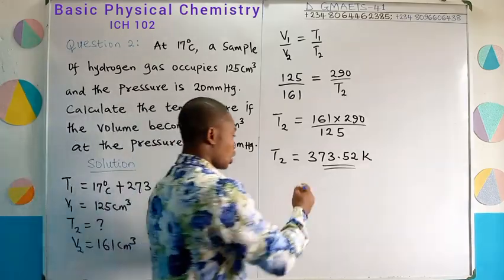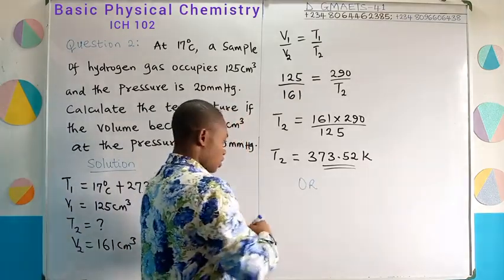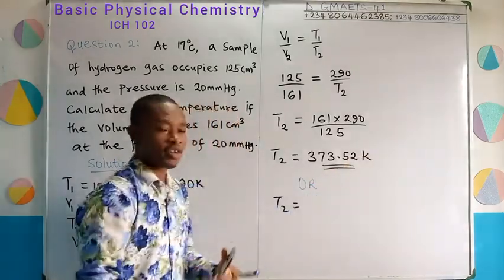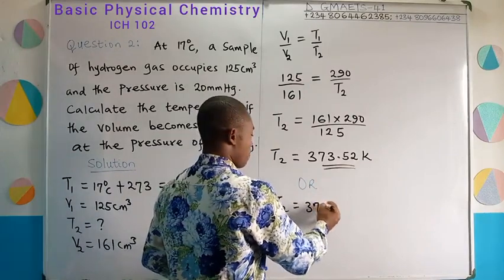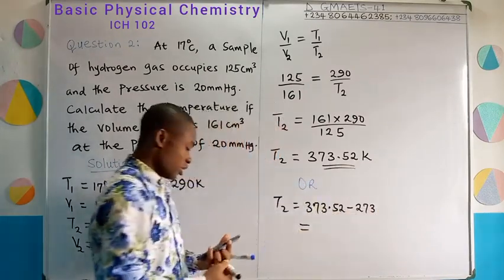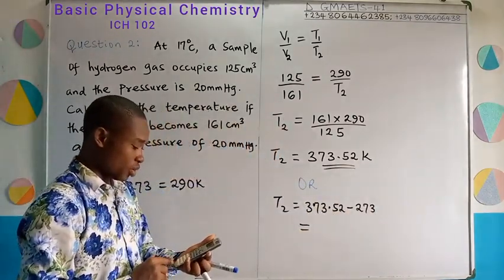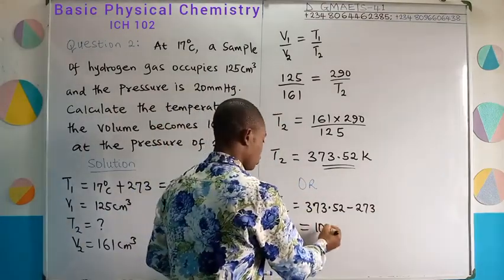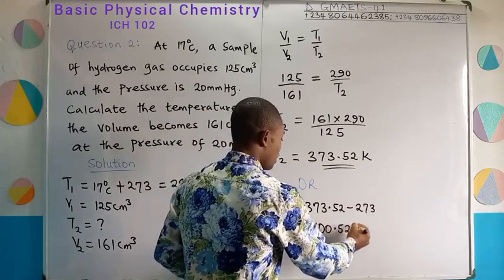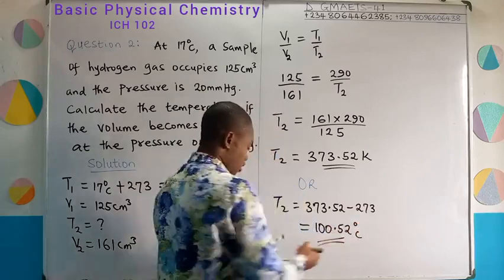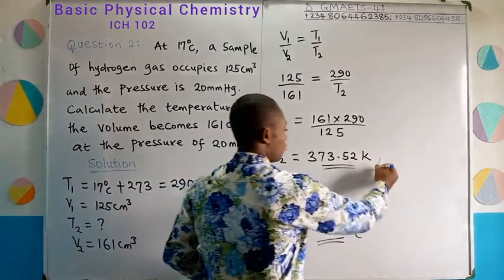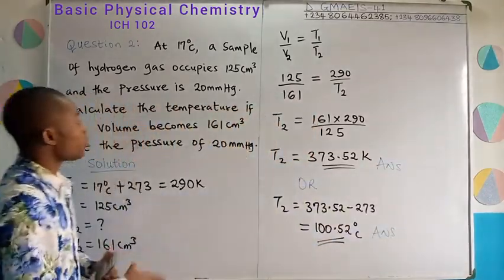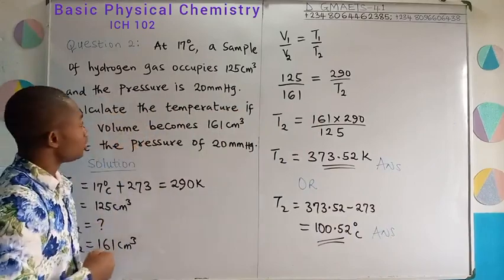So let me write, T2 can still be 373.52 minus 273. So let us do this subtraction and see what we are going to get. It gives us 100.52. This is in degrees Celsius. So you want to take note of what I've just done here. So any one of these is the correct answer to the final temperature of this gas under this condition.